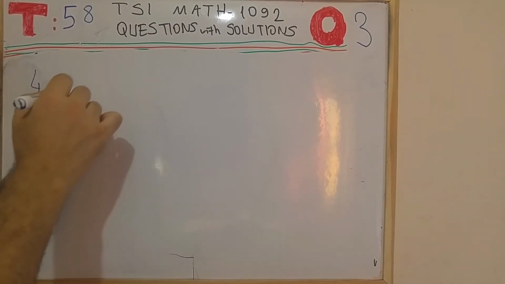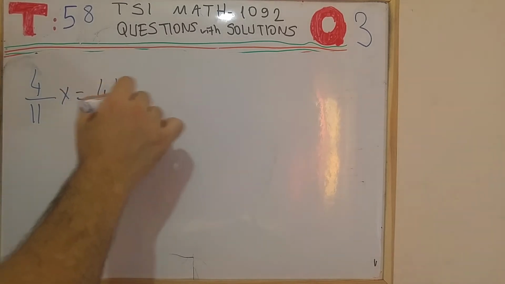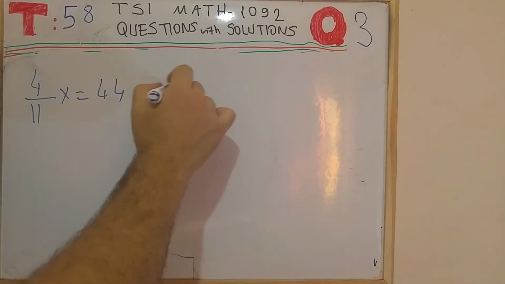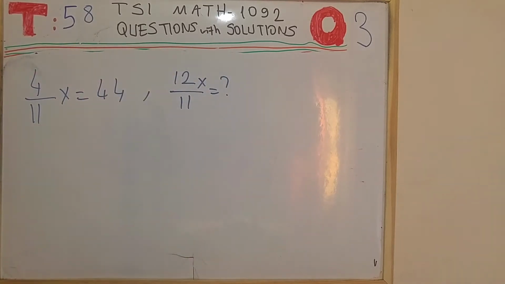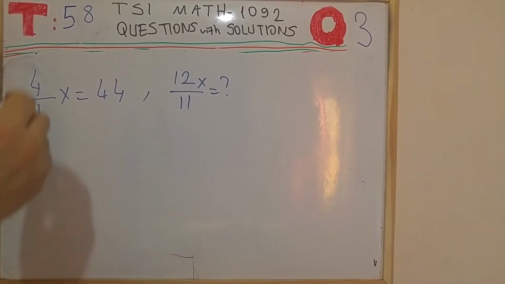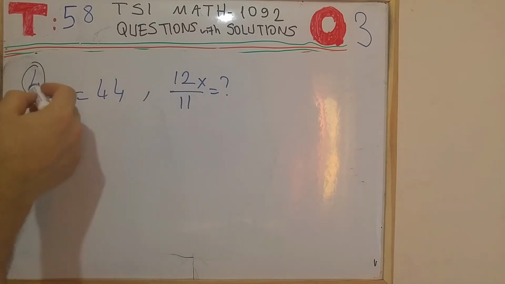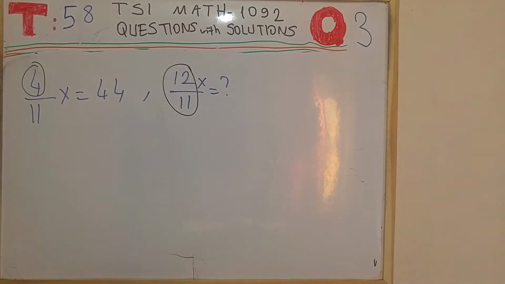4/11 of a number is equal to 44. And they are asking me 12/11 of that number. Here what I need to do is not directly find the x value, but there is a proportion, as we see, between 4 over 11 and 12 over 11, which is equal to 3.